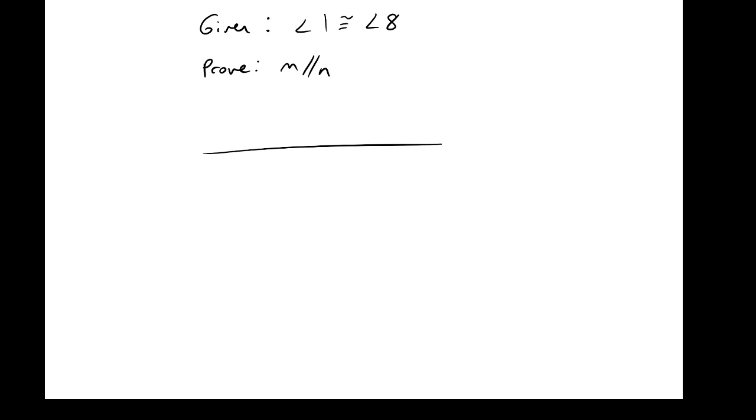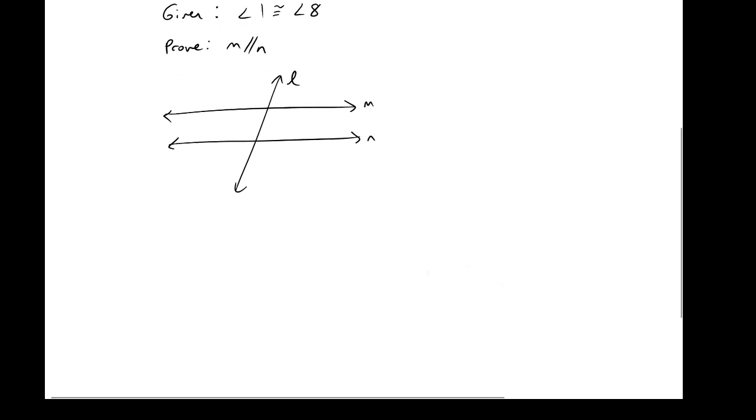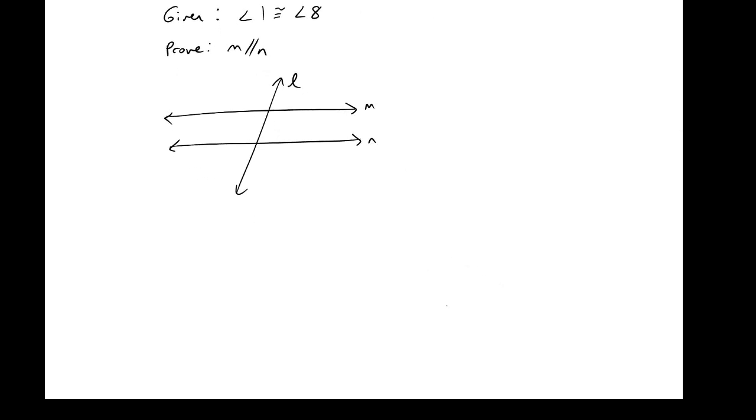So here is our diagram. We have the two lines. These are lines M and N. The line cutting the two of them is L. But notice these are not marked as parallel, okay? What we have here is a series of angles, 1, 2, 3, 4, 5, 6, 7, and 8, okay? And we need to do our two column proof. So we divide that up. We have our statements on the left, our reasons on the right.